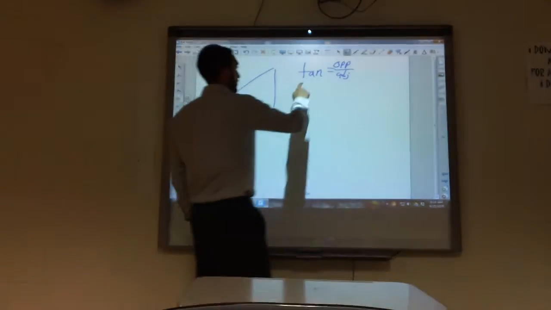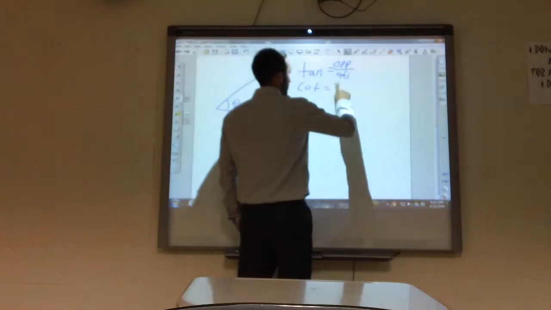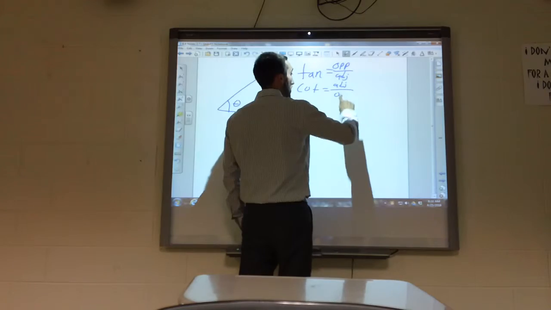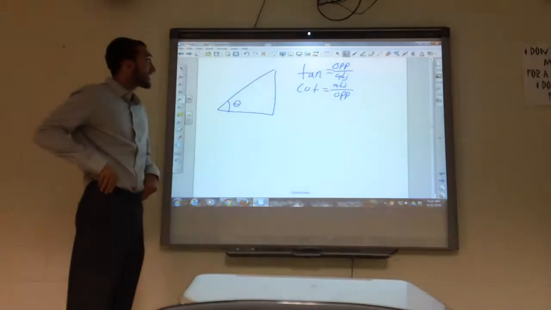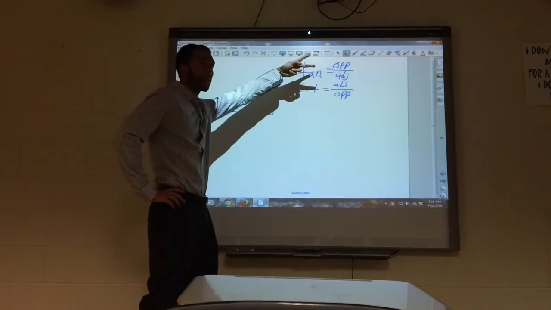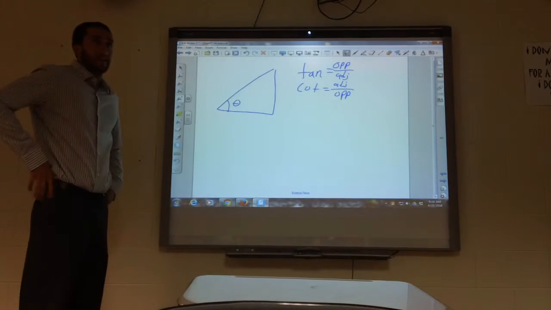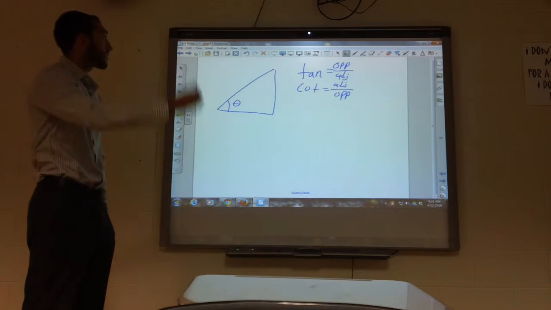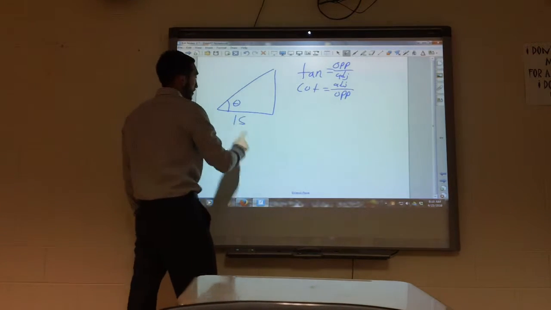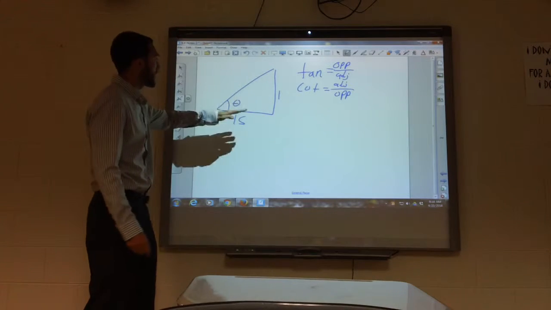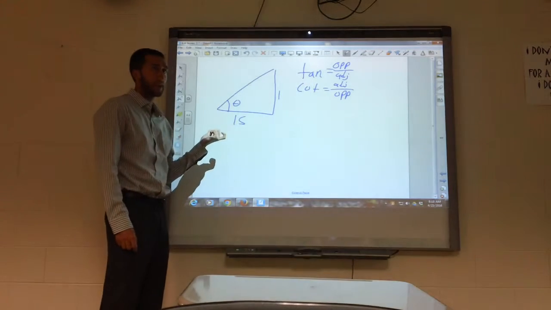So cotangent must be equal to adjacent over opposite. You don't need to learn that separately. That is just 1 over tangent, so we've flipped it. You only do that with the 1 over something, not with the words. Okay, and it says cotangent is equal to 15. So adjacent over opposite has to equal 15. So 15 over 1 gives me 15.